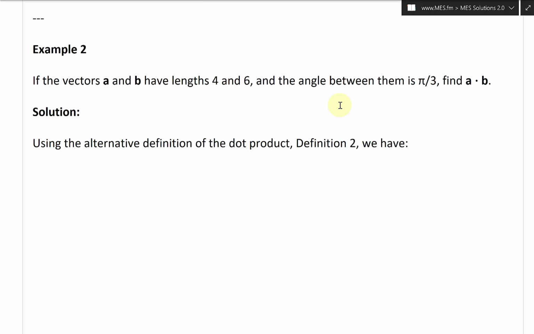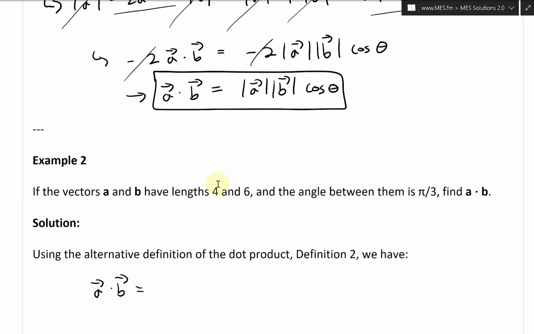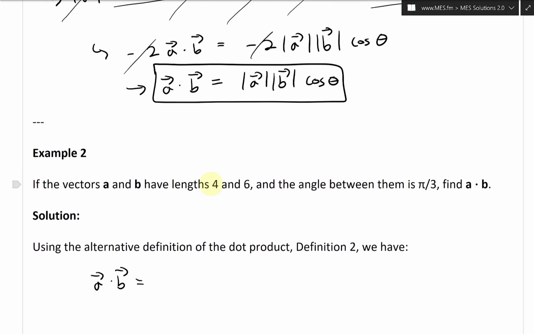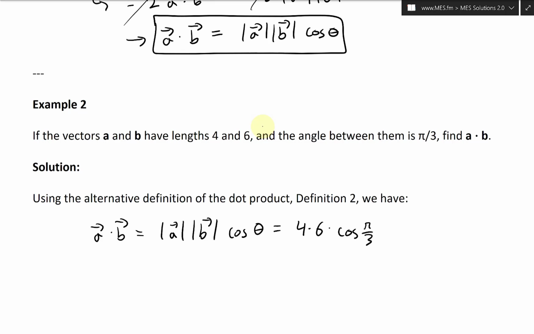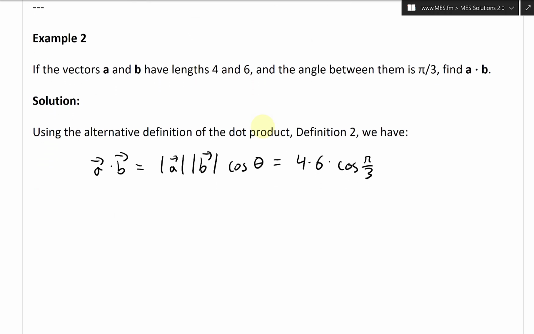We know that A dot B is equal to, and all we're given is lengths and the angle. We don't have the actual components. What we could do, though, is use the definition: the length of A times the length of B times cosine theta. In other words, in this case, we're going to have 4 times 6 times cosine pi/3. And then the question is, what is cosine pi/3?